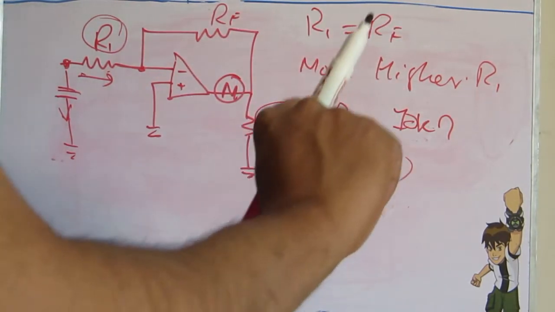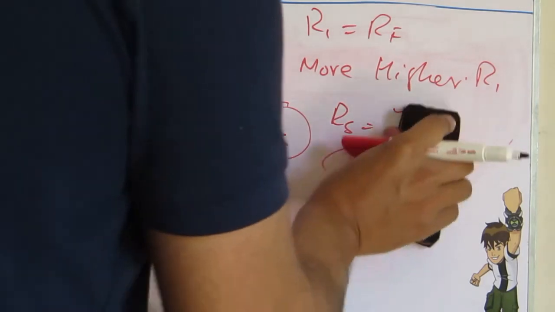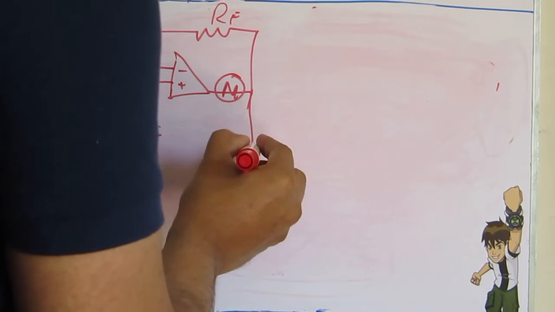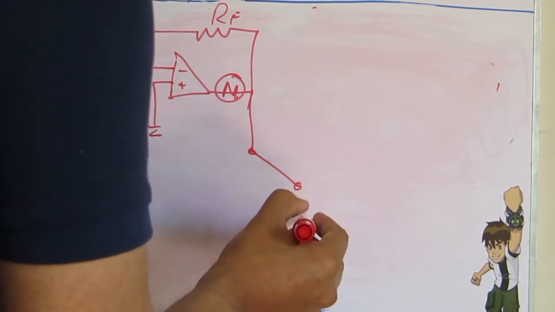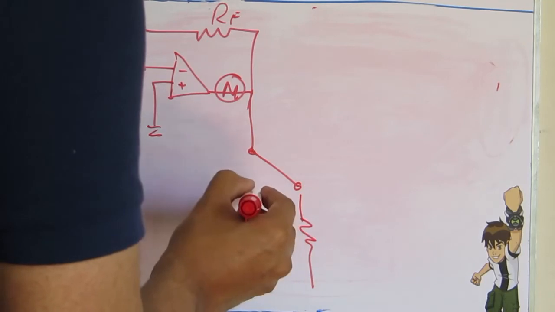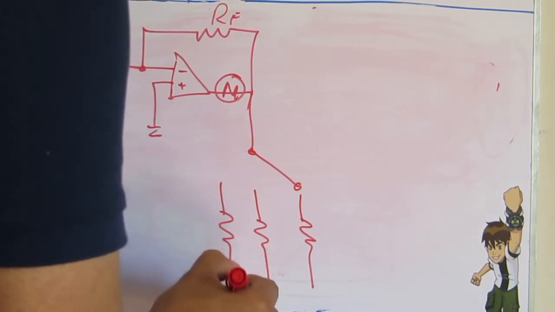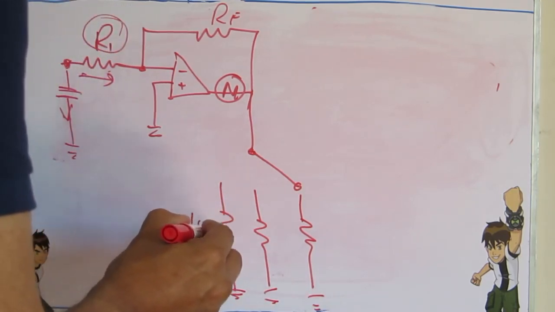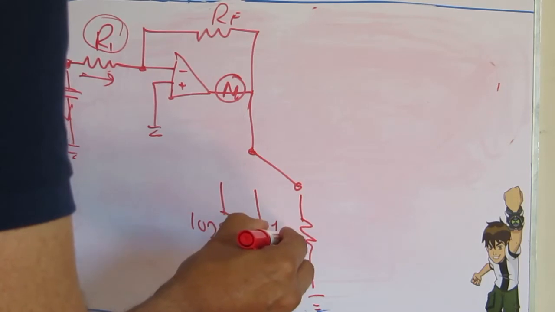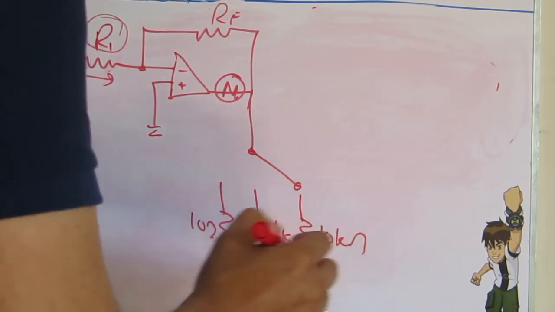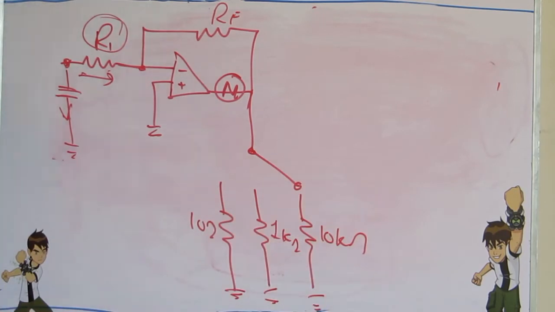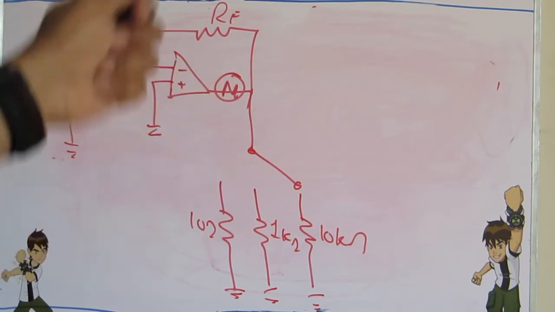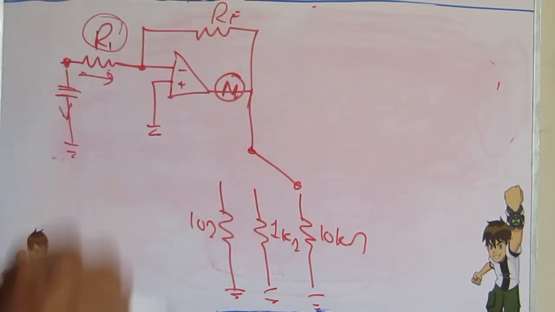So that is what the selector switch basically is. You got a switch over here that can connect to various values of RF. These values are usually 10 ohm, 1 kilo ohm, 10 kilo ohm. I mean, they increase by a factor of 10, so that the range increases from millivolt to volt, then tens of volts, then hundreds of volts. So that's how you can do it.